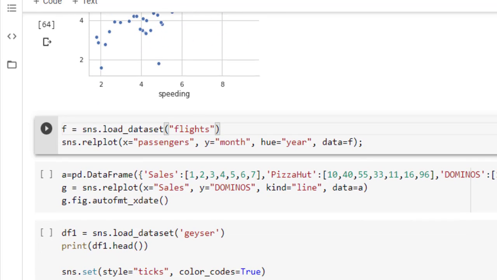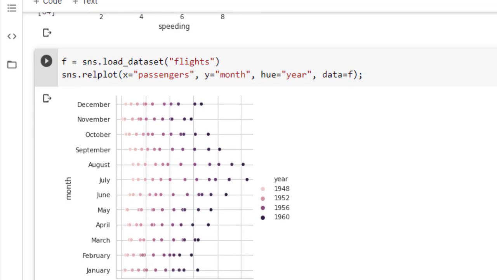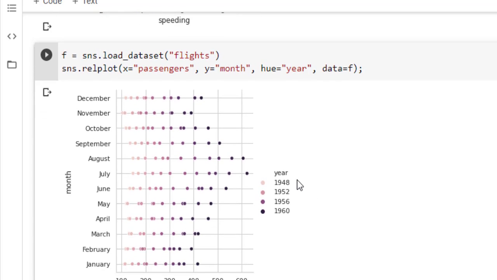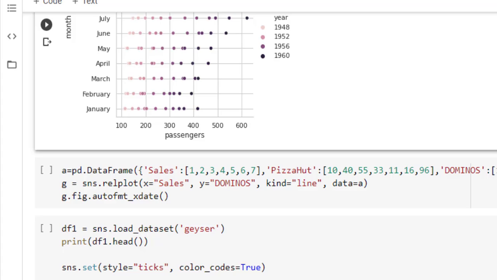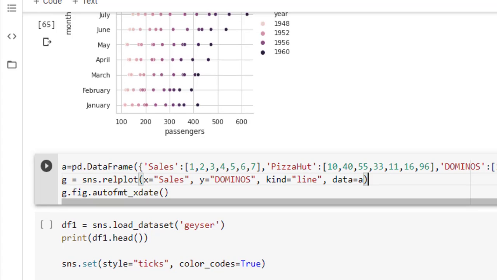Moving on to the next example, we have the flights dataset and we plot the x versus y graph where hue is taken as the years. So we have different years in our data sets and it gives us different colors according to the different years, as you can see in the graph.